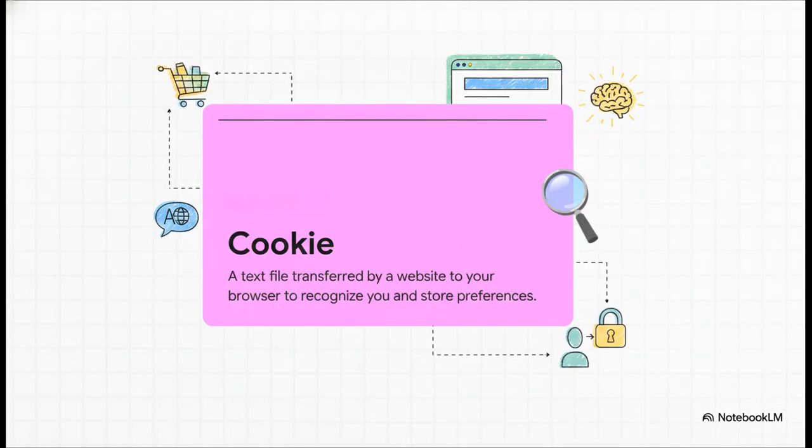So here's a question. How do websites actually remember who you are? They do it through cookies. A cookie is basically a text file transferred by a website to your browser to recognize you and store your preferences. These are the quiet memory banks of the internet. They're the reason your language choices are saved, why your items stay in your shopping cart, and how you can auto-log in to your favorite sites without ripping your hair out typing your password every single time.